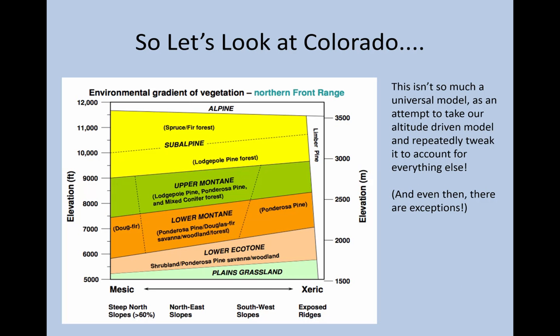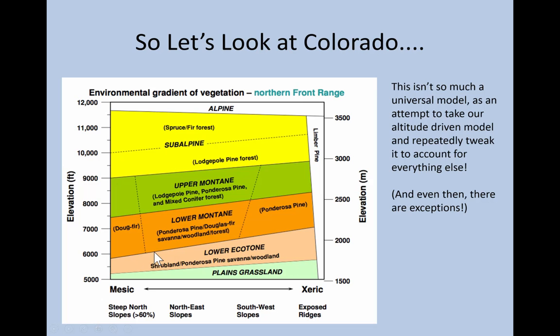But our real goal in this lecture is to look a lot more closely at what's going on in our model of the Colorado Front Range. Now, I've already noted that this isn't necessarily a universal model. It's not as though there's some foreordained natural law that says that there's a clear division between the three life zones, and they shall be thus: the lower montane, the upper montane, and the subalpine. Rather, we can think about this as an attempt to take our description of what's going on at these different altitudes and tweak it for real-world conditions.